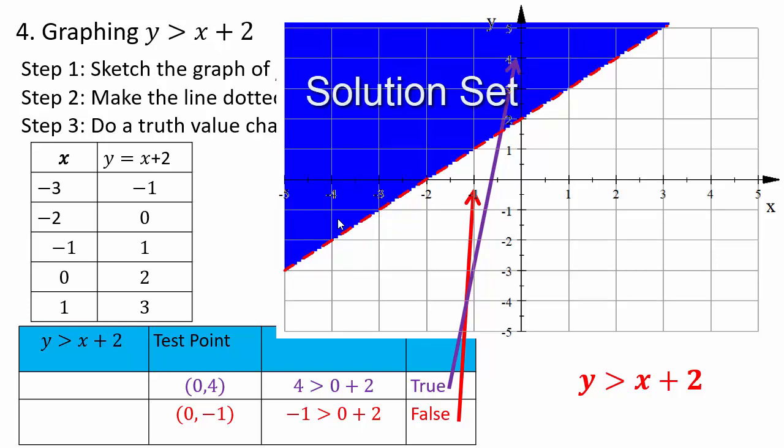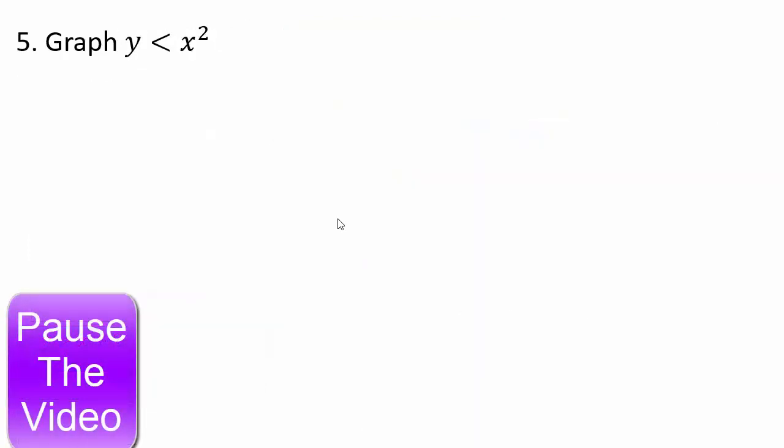So infinitely many points are your solutions. If I wanted to list some other solutions, all you have to do is stay in the blue region above the line, so (-2, 3), (-3, 3), (2, 10), and so on. All right, go ahead, pause the video, and see what you can do to graph the solution set to y less than x squared.